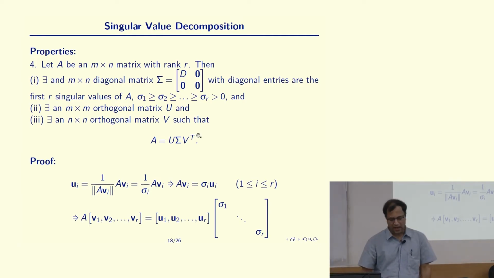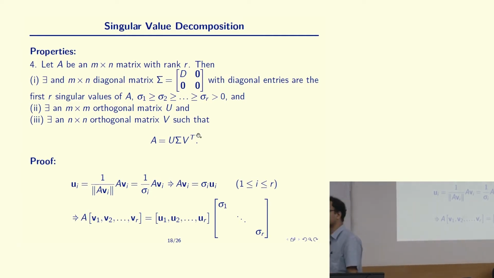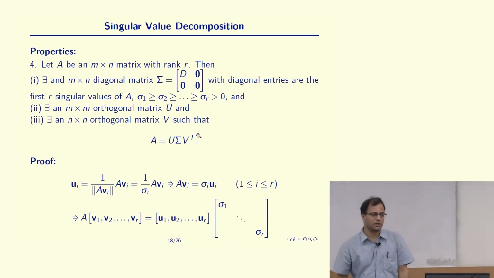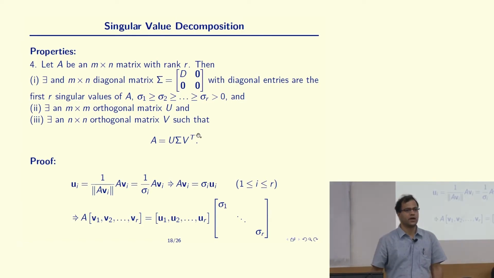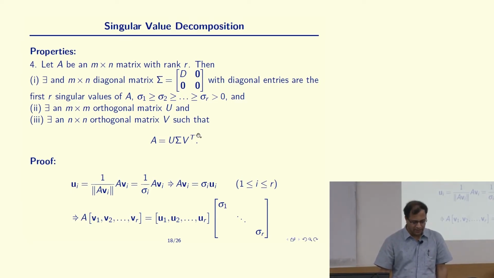As you can recall, this is similar to what we did for square matrix diagonalization. Similarly, if you now use the property that we have already proved, what is your ui?